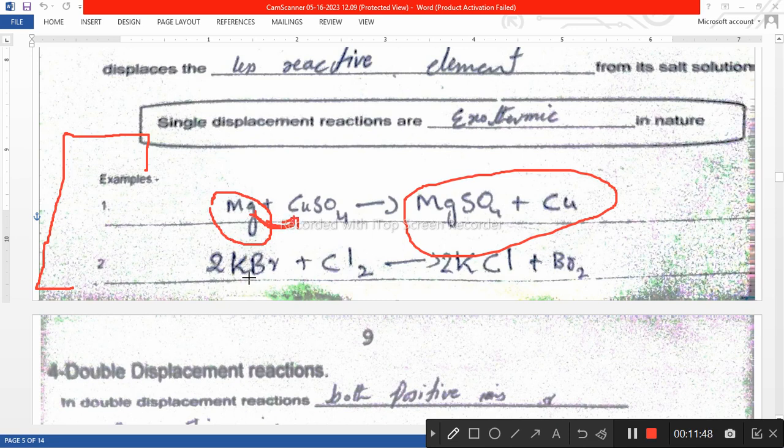Here, we have discussed in the previous lecture that chlorine is more reactive than bromine, so chlorine will displace the bromine and KCl will be the new product. So I hope it will be clear to you.